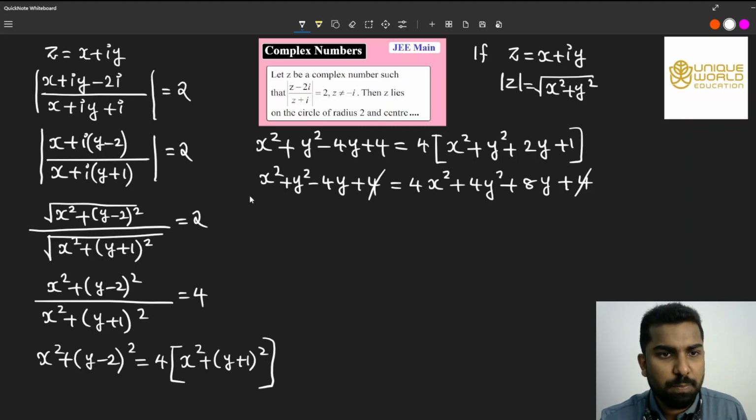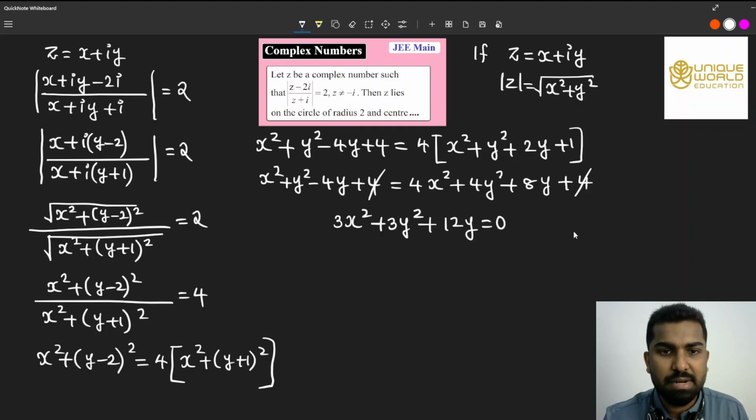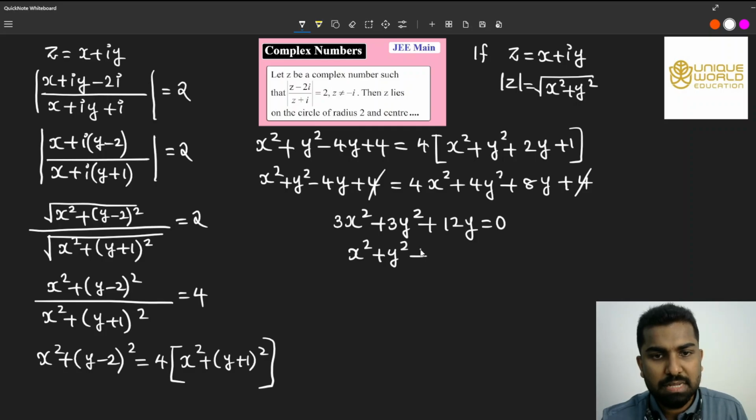Alright, now if I am transposing x² + y² − 4y to this side, here 4x² − x² is 3x², 4y² − y² becomes 3y², and 8y minus, not plus, so it will become 12y, that will be equal to 0. You can cancel the complete equation by 3, so this will become x² + y² + 4y = 0.